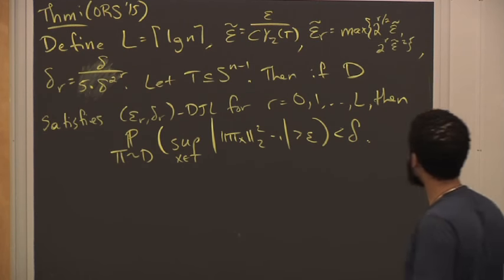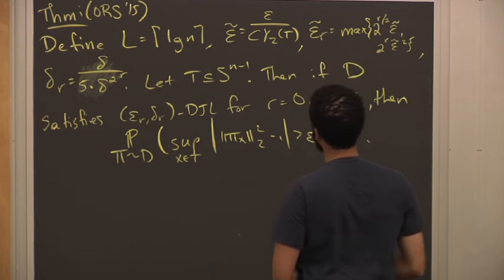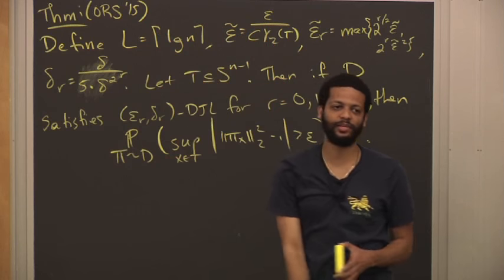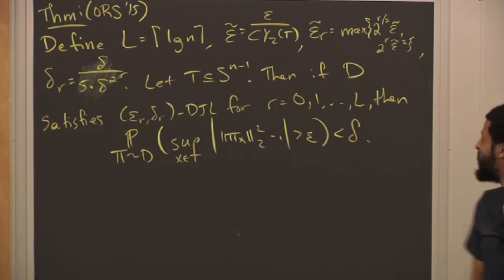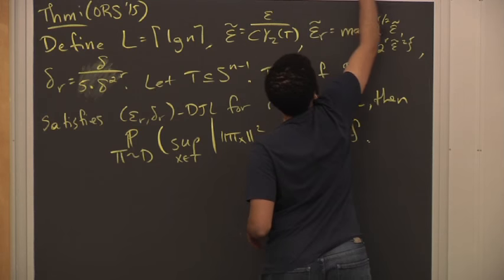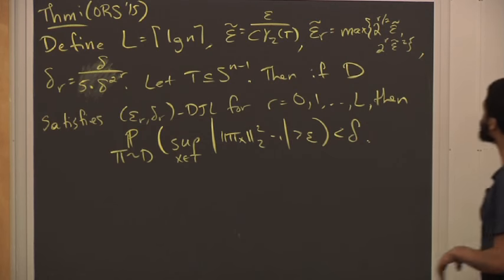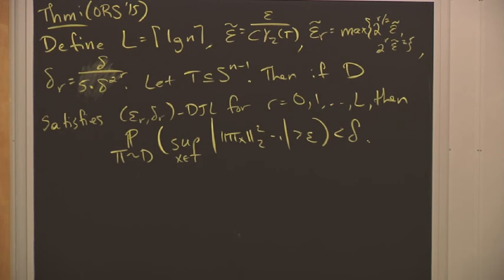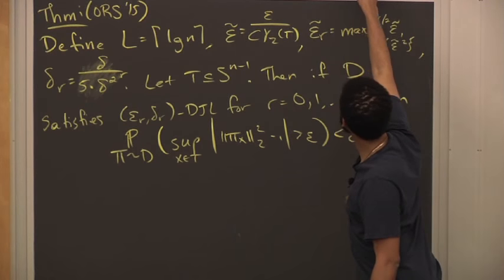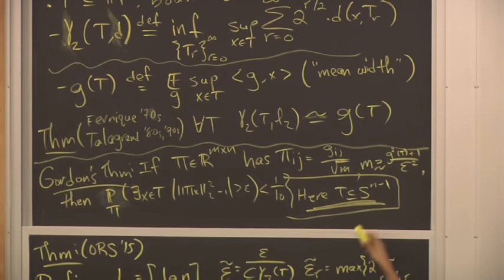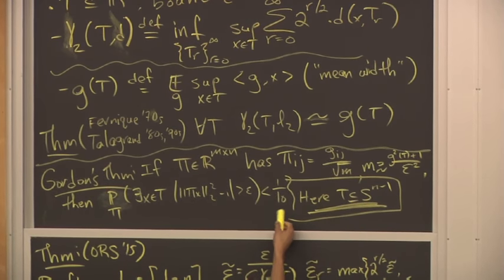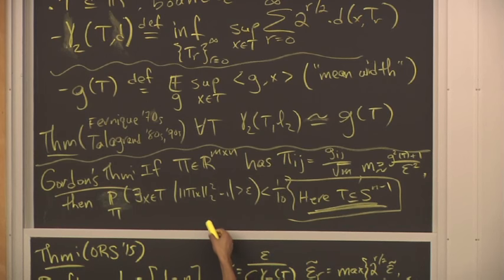Okay, so that's a little recap on supremum of Gaussian processes, and then Gordon's theorem. Gordon's theorem is a strengthening of JL. Suppose T is a subset of the unit sphere, so every vector in T has unit norm. Then if you have a matrix with Gaussian entries properly normalized, where the number of rows depends on the square of the Gaussian mean width over epsilon squared, then with good probability you're going to preserve every vector in T simultaneously. The probability that there exists a vector in T that you don't preserve is small.